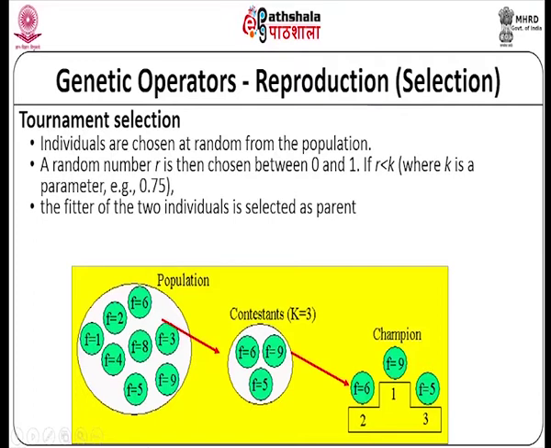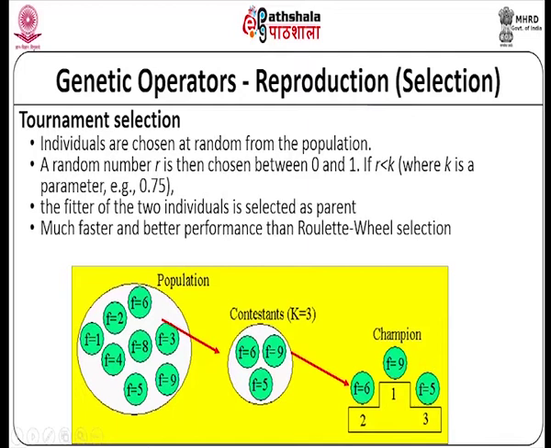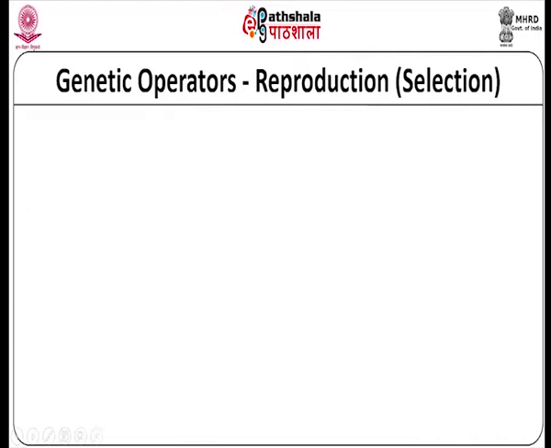So, what you do is individuals are chosen at random from the population, and a random number is chosen, for example 0.75, and the fitter of those individuals is picked; how many you choose depends on r, and out of that you choose the best one. This gives much faster and better performance than roulette wheel selection.